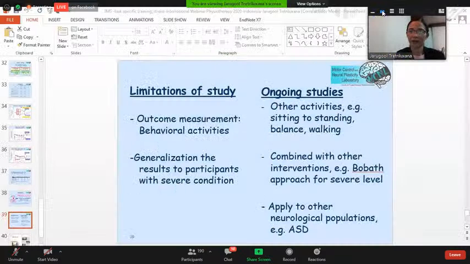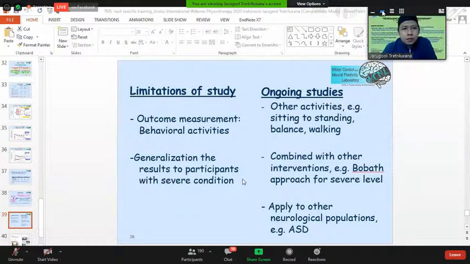Can you see my slide? Yeah. You can see? Yeah, I can see it, it's clear.